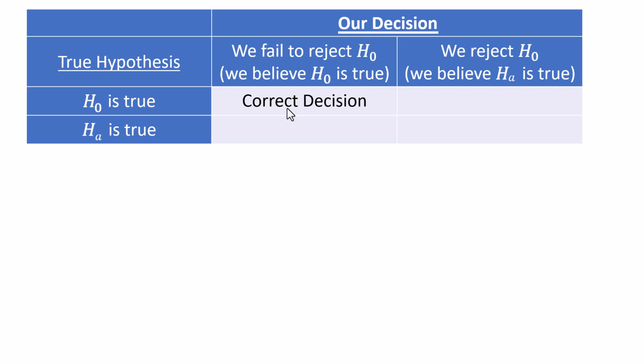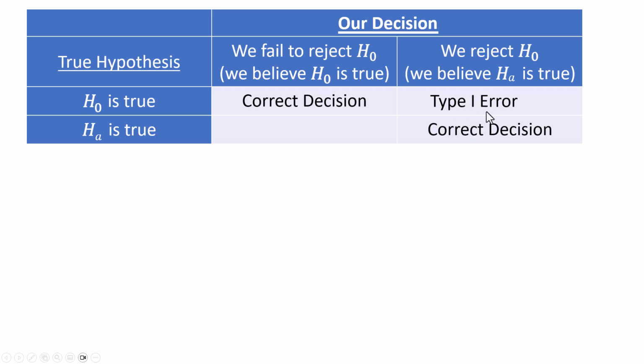Take a second to think about where the other correct decision would be. The other correct decision would be if the alternative is true and we reject the null hypothesis in favor of the alternative. This would be like the person is guilty of the crime and we actually do put them in jail. That would be the other possible correct decision. But then we have these other two quadrants here, which represent what we call errors, and we number them. We have the type 1 error, which is when the null hypothesis is true and we reject it. This is like the person is innocent of the crime, but we end up putting them in jail, which does happen from time to time.